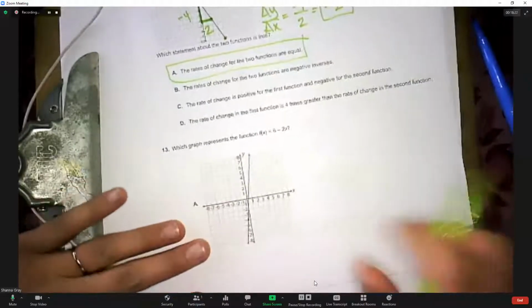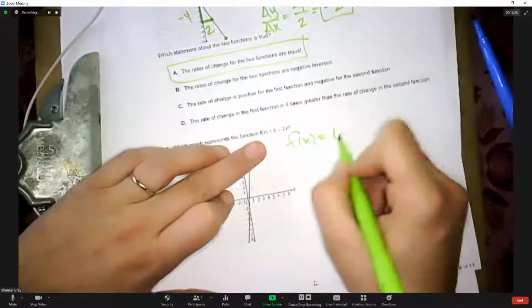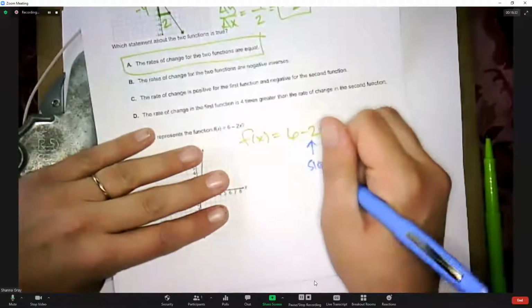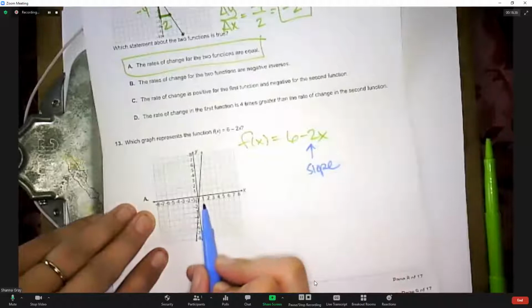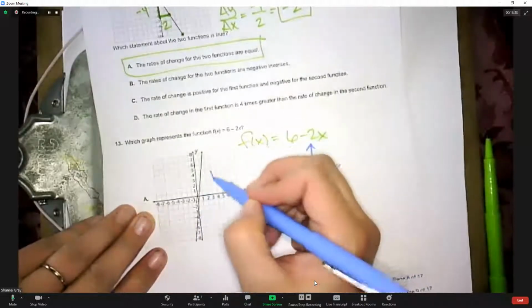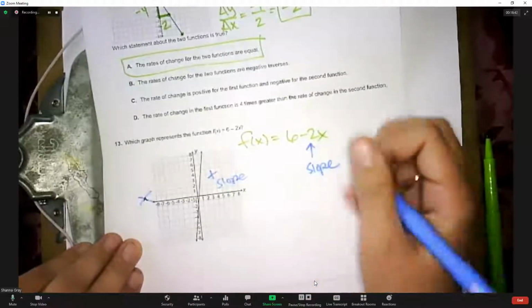Okay, which graph represents this? So f of x equals 6 minus 2x. So just like this, remember the number in front of x is slope. So this has a slope of -2. So I can tell already it's not going to be this graph, right? Because this has a positive slope. So it can't be A because it's going to be a -2.